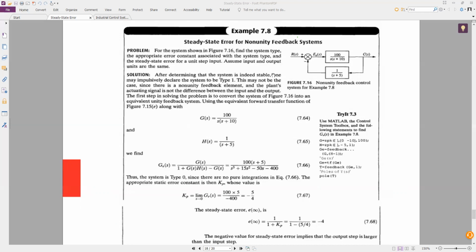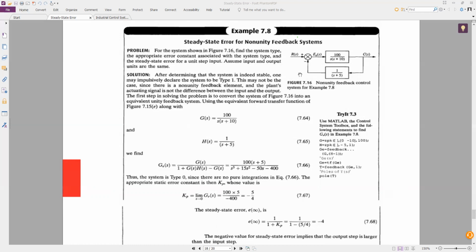So for this feedback system, let's look at the procedure. What is the procedure? First of all, take a look at the question, what they have said. For the system shown in figure 7.16, find the system type, the appropriate error constant associated with the system type, and the steady state error for unit step input. Assume input and output units are the same.